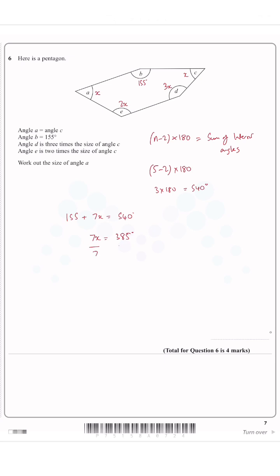Divide both sides by 7, I get x equals, now, how many times does 7 go into 385? 7 goes into 38, 5 times gives you a remainder of 3, it goes into 35, 5 times, so it gives you 55. The question asked me, I'm just going to make a quick check, work out the size of angle A. Because I said angle A was equal to x, then that is my size of angle A, which is 55 degrees. Right.